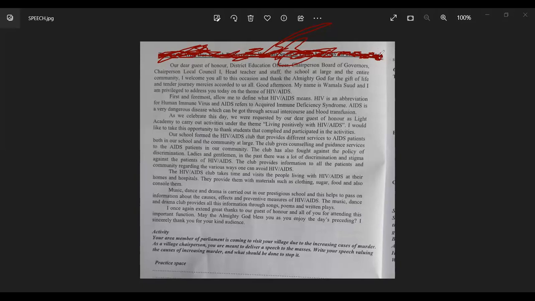So that speech is usually very short. It is usually very short. It's about 4 paragraphs. The first paragraph, protocol. Second paragraph, introduce yourself. Next paragraph, talk about the head teacher. The last paragraph, invite the head teacher to do what they have to do.